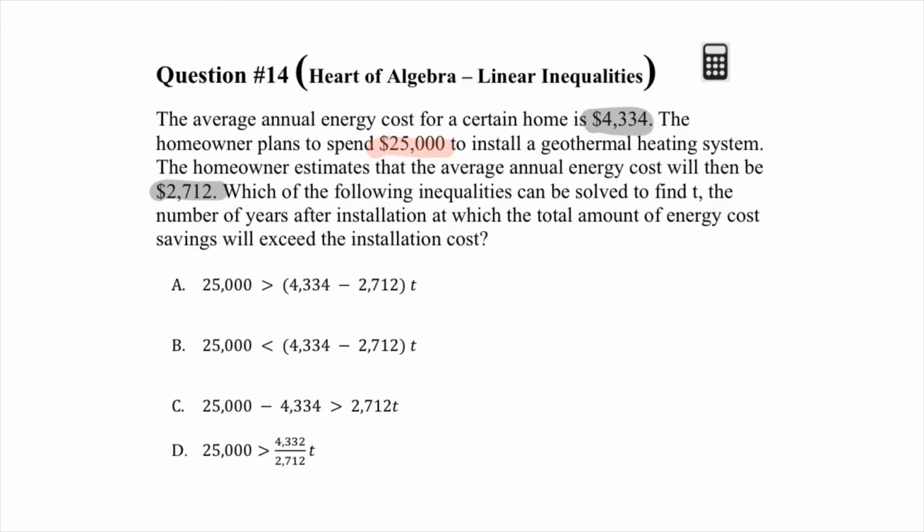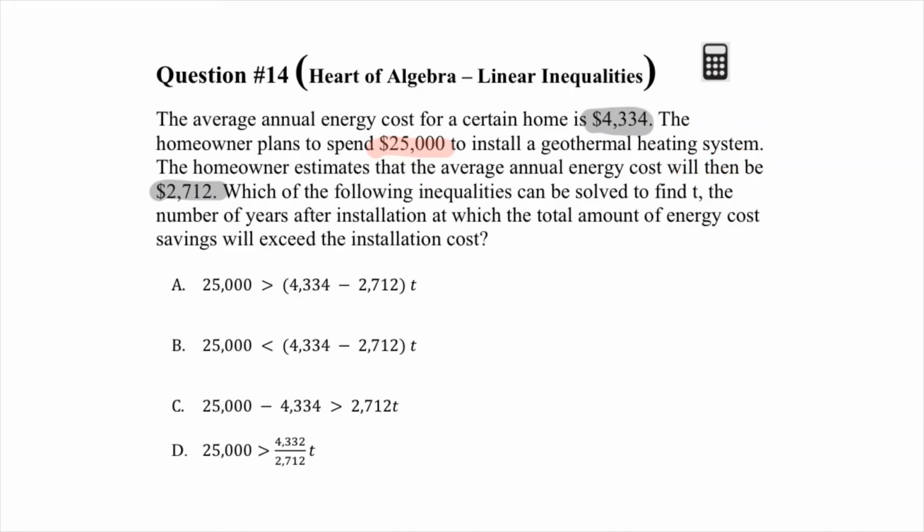So why? Because I would like to talk about the energy cost. The average energy cost before the investment was $4,334. Now, after the homeowner makes this investment of $25,000, the energy cost will reduce to $2,712. It was $4,334, and then it reduced to $2,712, after the $25,000 geothermal heating system investment.